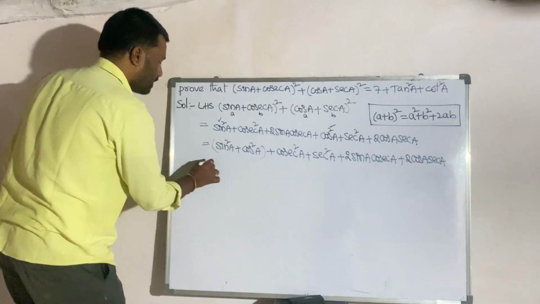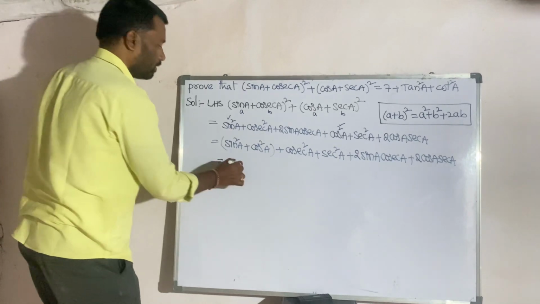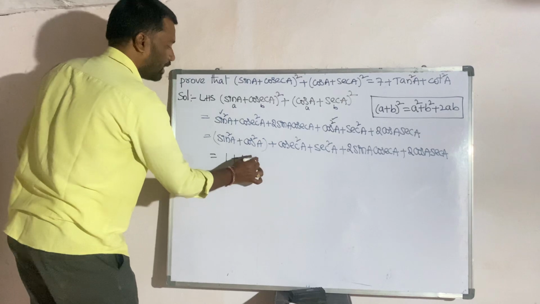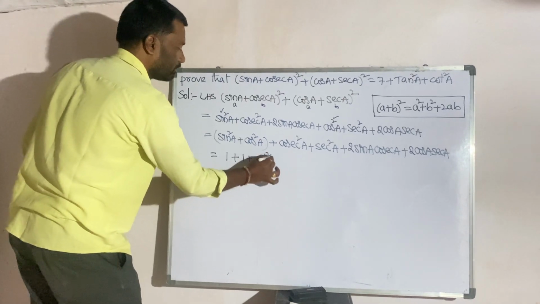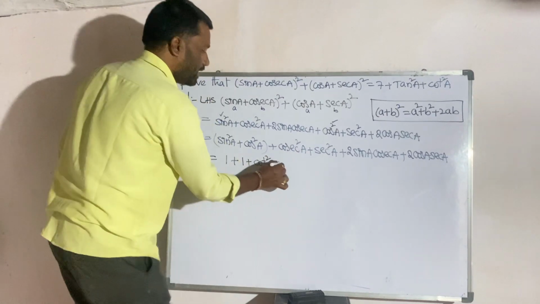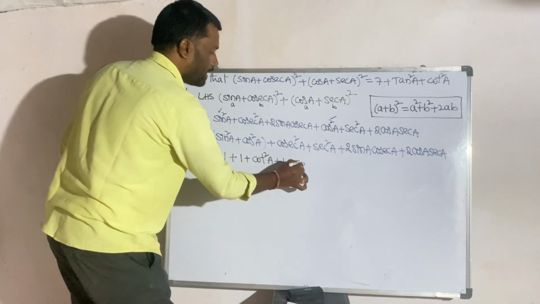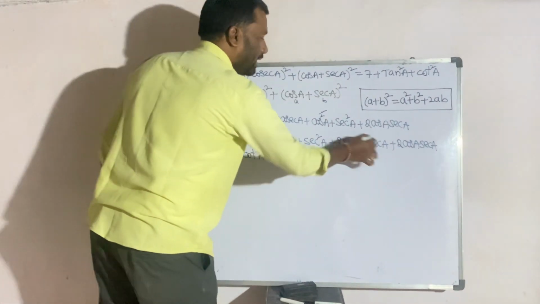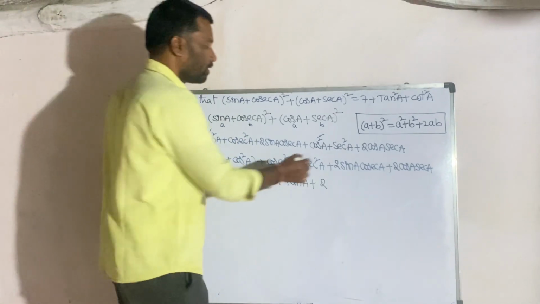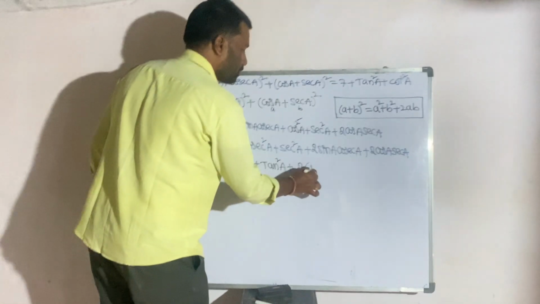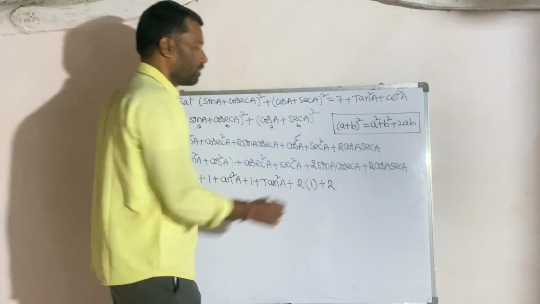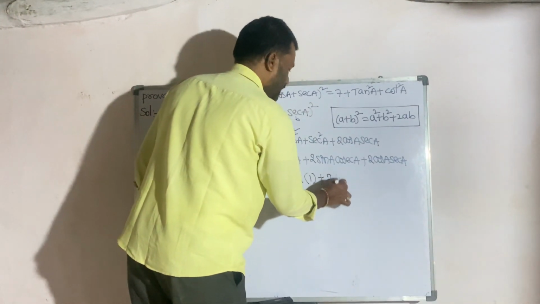Sin² A + cos² A, its value is 1. Plus cosec² A, which is 1 + cot² A, plus sec² A, which is 1 + tan² A, plus 2 into, sin and cosec are reciprocals, so the product of sin A and cosec A is 1, plus 2 into, cos and sec are reciprocals, the product of cos A and sec A is 1.